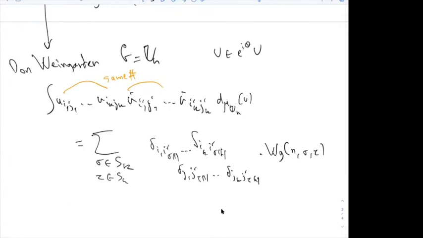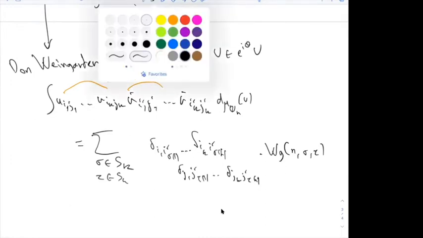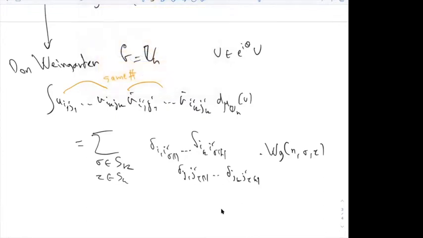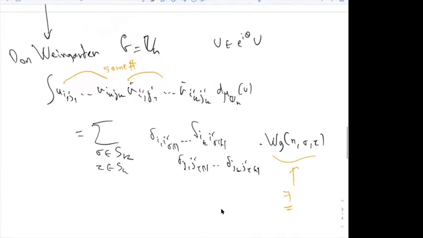And that's my integral. So what Weingarten actually did basically is he proved that there exists such a function. So he proved that there is such a function for n large enough. That's his result basically.